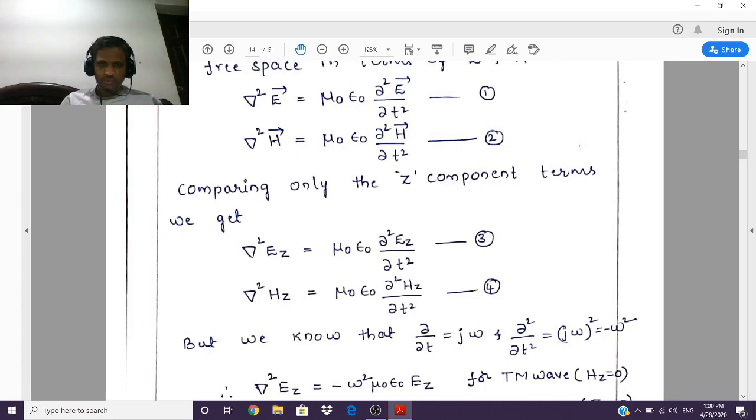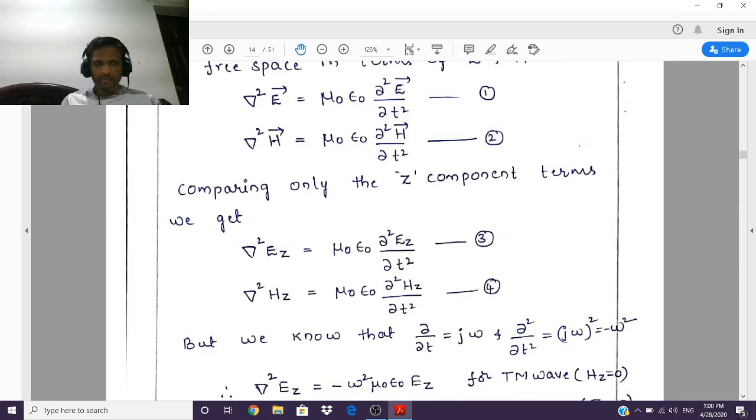For finding the solution we need to apply boundary conditions. Once we get those solutions of Ez and Hz, we need to substitute these Ez and Hz in the other field components Ex, Hx, Ey, Hy. That is the entire process that we are going to do in this complete analysis.